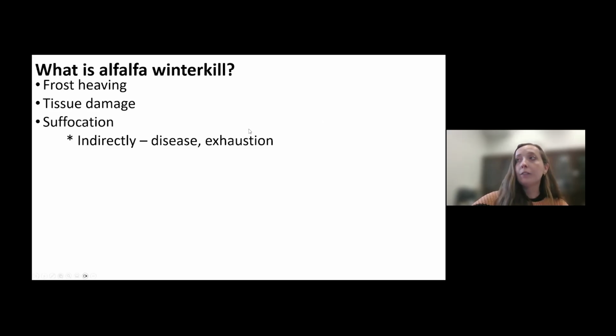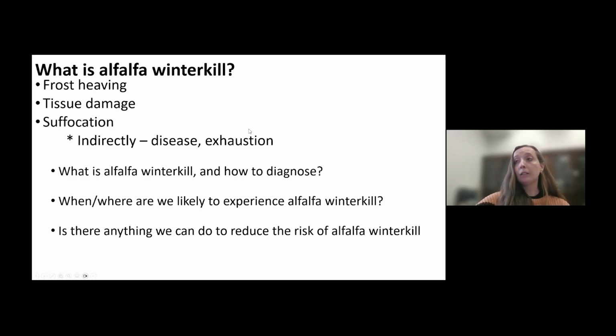For each one of these different types of winter kill, we're going to be looking at what it really is, how it occurs, how can we diagnose it. We're also going to look at when and where they're more likely to happen, and also if there is anything that we can do to reduce the risk of that particular type of winter kill. We're also going to look at some management strategies, so that if winter kill happens, how do you evaluate your alfalfa stand and what are some of the alternatives that you can use to manage that?